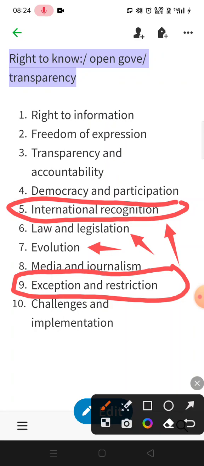Apart from this, some documents and some communication which are sensitive in nature, related to national security issues, are there. So those kinds of things are exceptions, okay. Those do not come under the right to information. The government has the power to keep those things related to national security as exceptions and restrictions, okay.